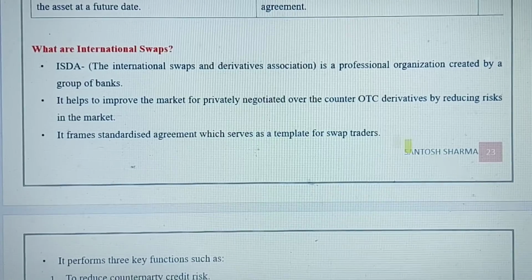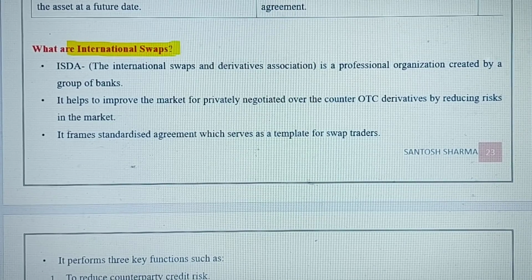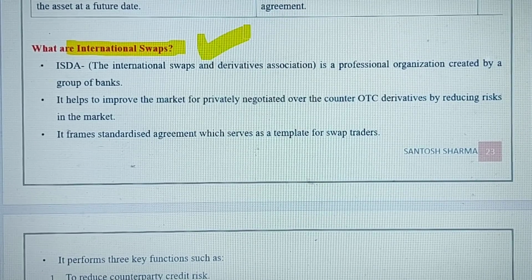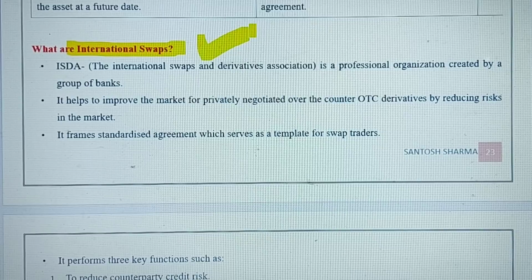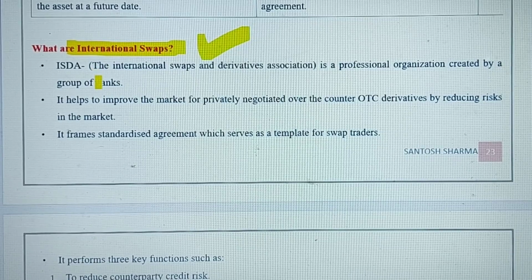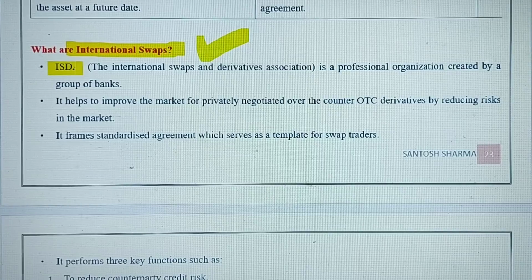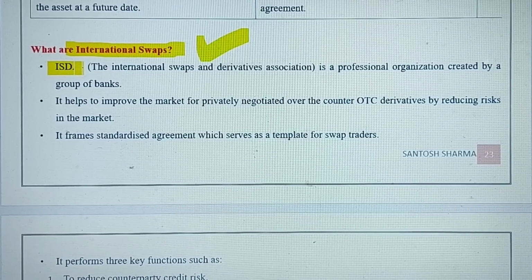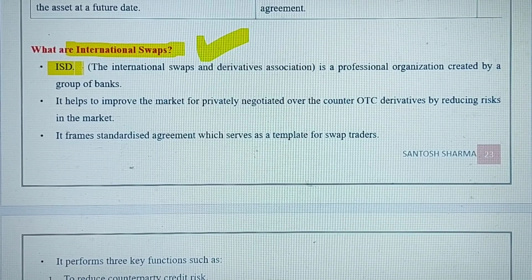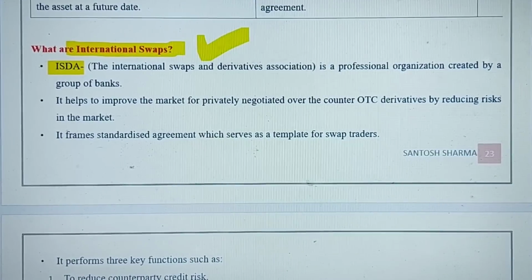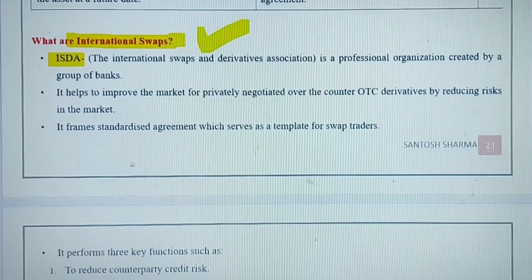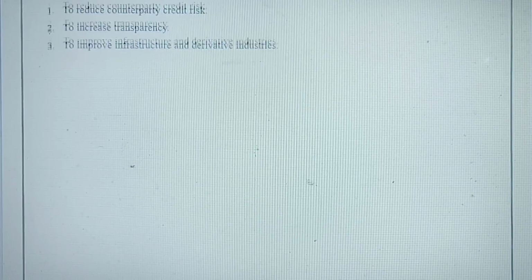And then we have what are international swaps. Again, you can get it in the short note or even in the long questions. And swaps, the full form of this, that ISDA, the International Swaps and Derivatives Association, and this is a professional institution created by a group of banks, and that helps to decide the foreign exchange rates. So this you need to go through.